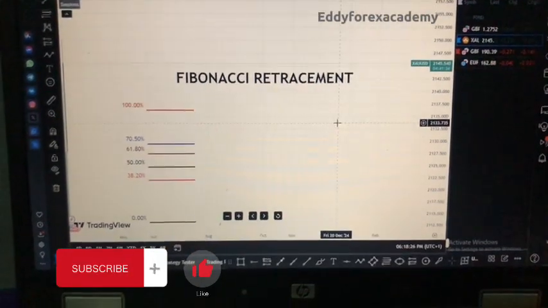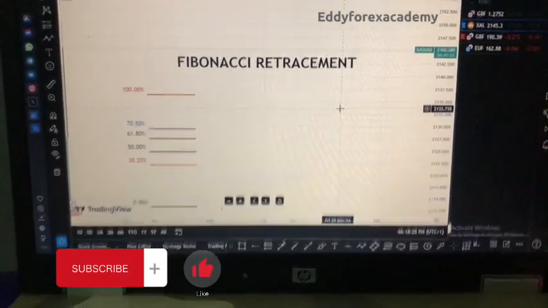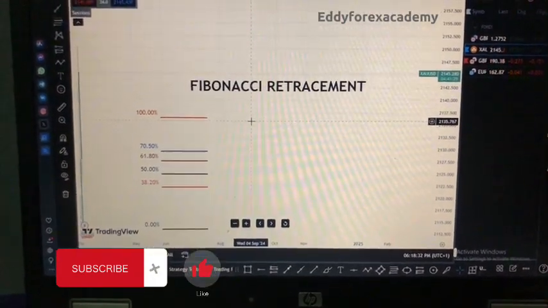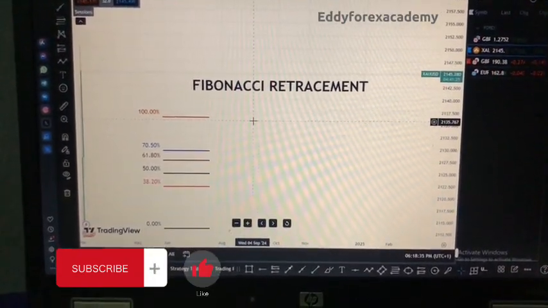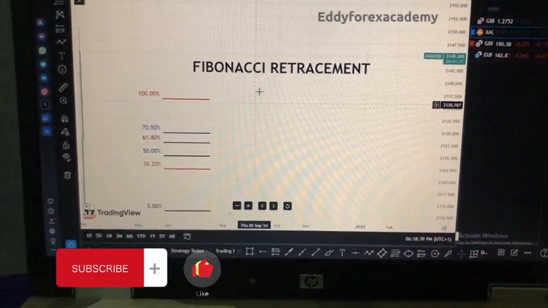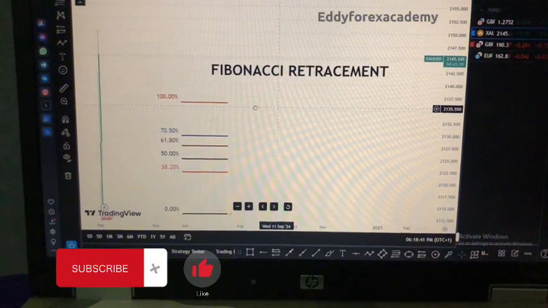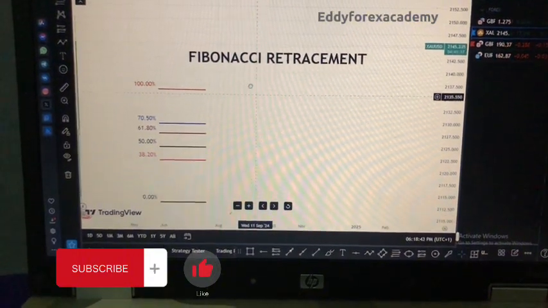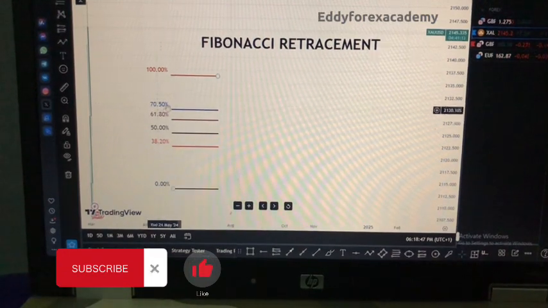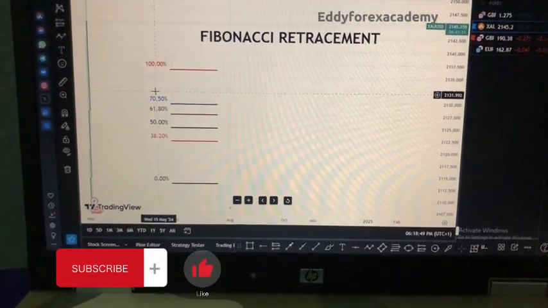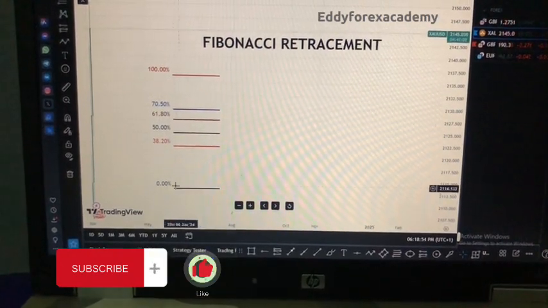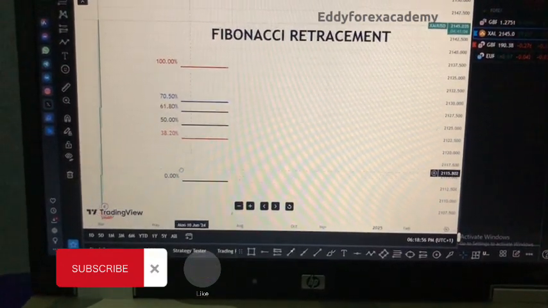Okay, welcome back, guys. Today we'll be basically talking about how to use the Fibonacci retracement tool. That's one of the best tools on the TradingView platform. So basically, all we've got is the 100% retracement, 70.5%, 61.8%, 38.2%, and the 0% retracement.